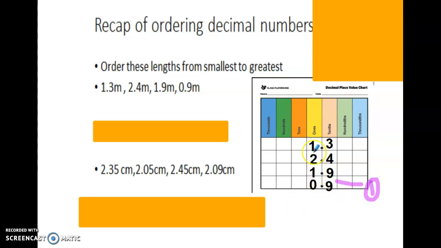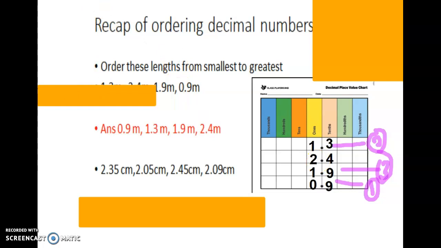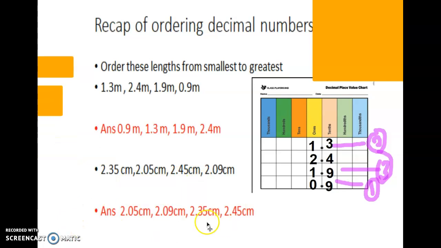And then we have two numbers in the same place value. So then we will move on to the tenths place. So this is the second smallest. This will go as third. So as 2 is the highest number, this is the greatest. So you can use the same method to order these decimal numbers. Okay, did you get all correct? Well done. If not, you need to recap your yesterday's lesson.